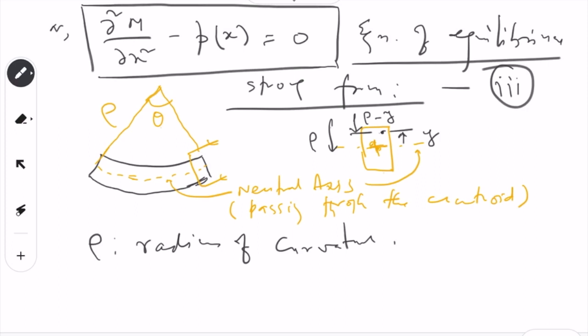Okay. So basically you can see that the outer fiber will have more tension than the inner fiber. Since this is upward, that means here this is a compression. So what we will see is that there will be a compression here, and there will be tension here.